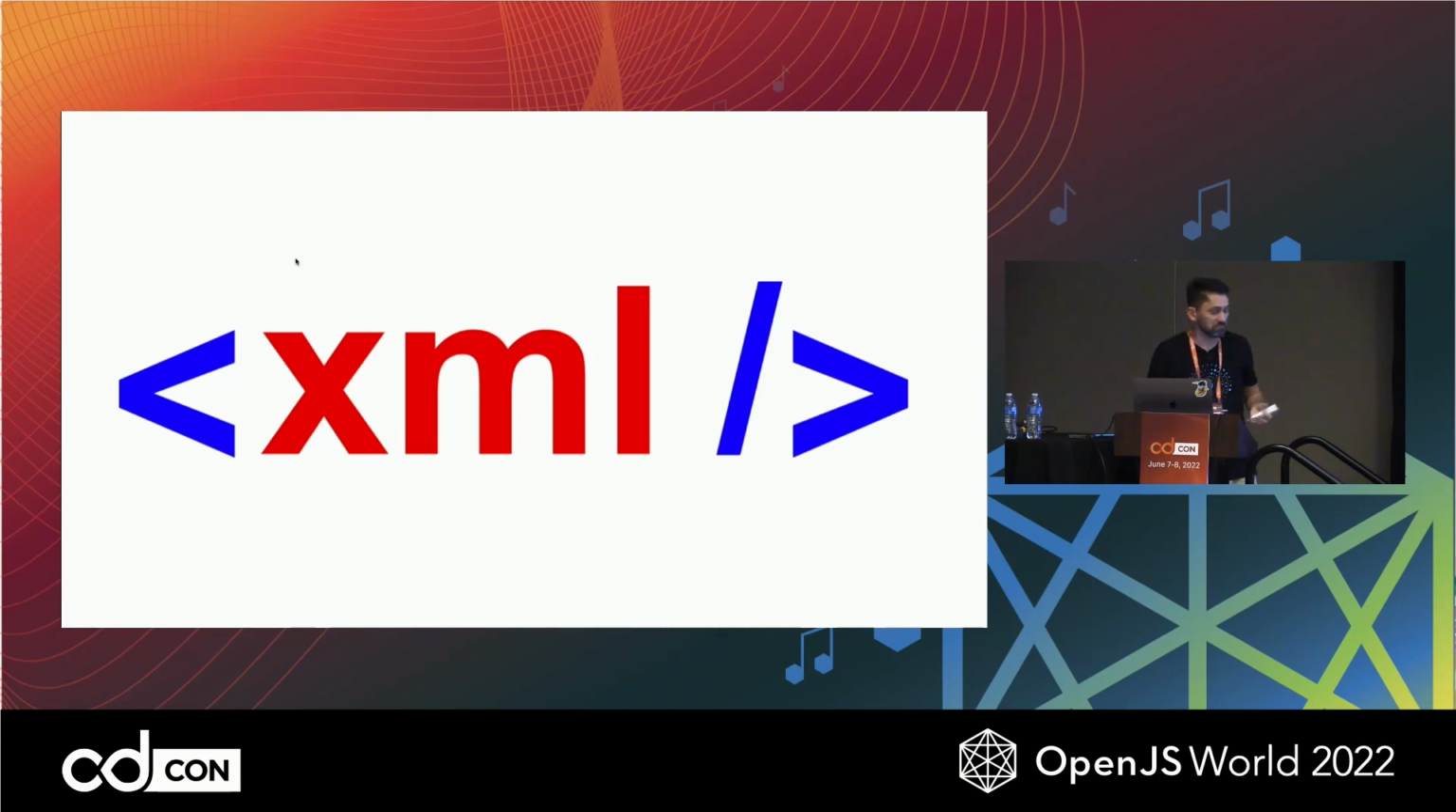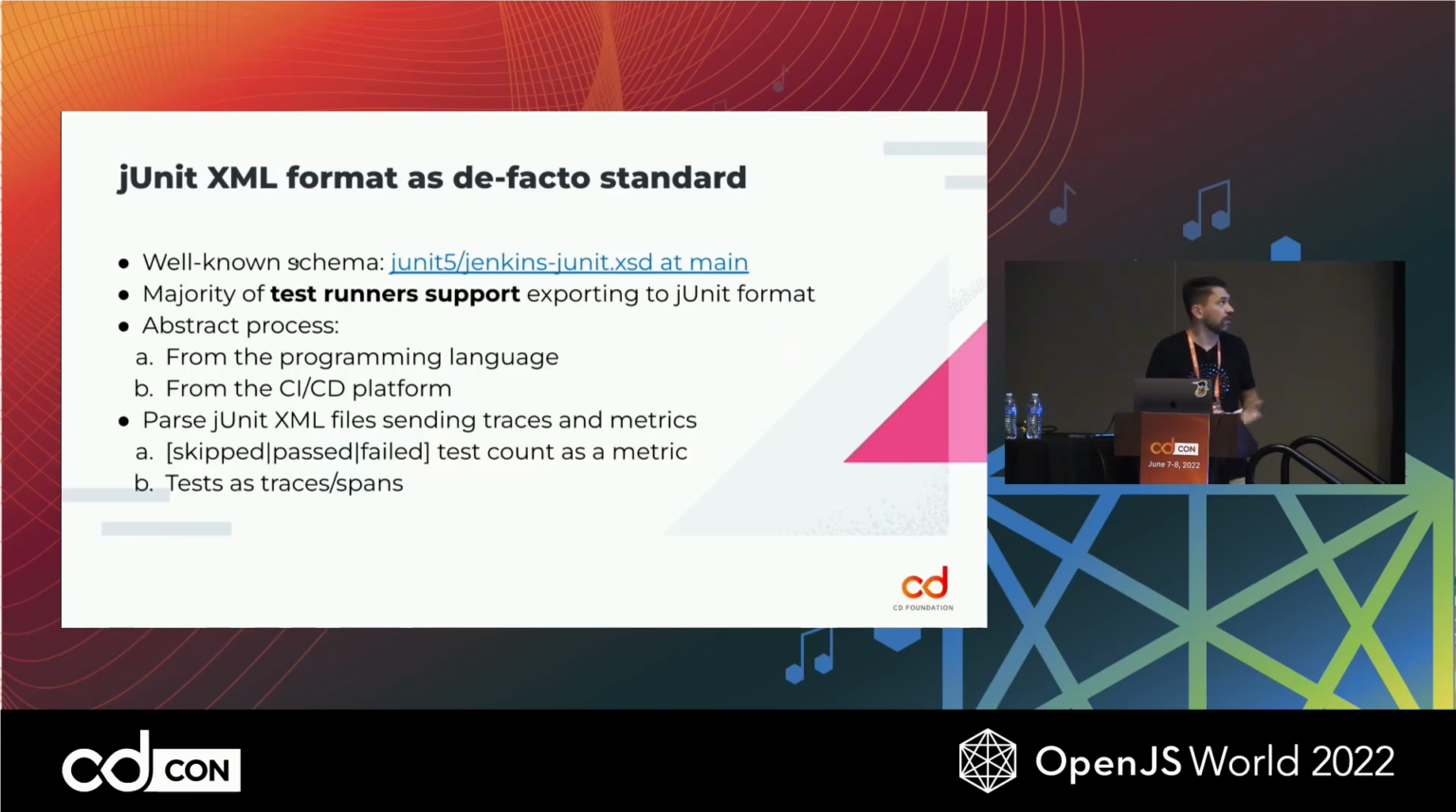So let's try, how can we get with this XML? Well, jUnit has a well-documented, well-known schema, XSD. So we know the definition of the schema. The majority of the test runners support it.